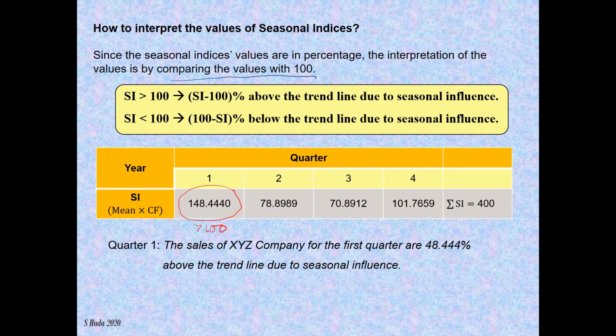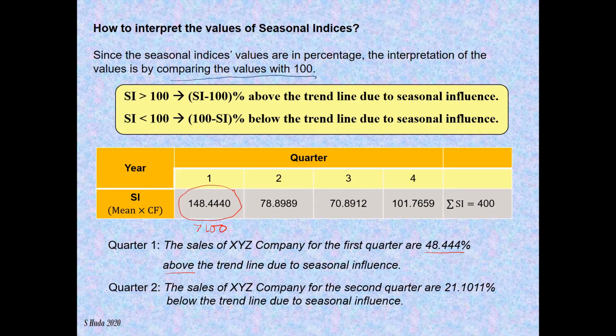Therefore, the sales of XYZ company for the first quarter are 48.444% above the trend line due to seasonal influence. So this one, 148.444 minus 100. That's why you got 48.444.